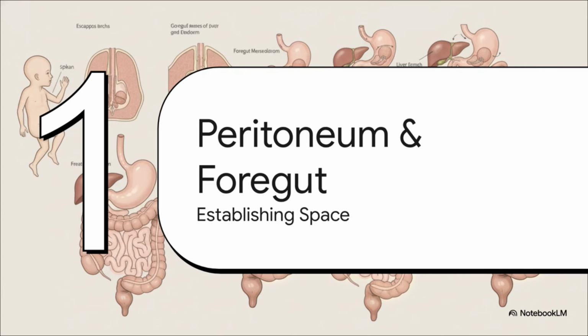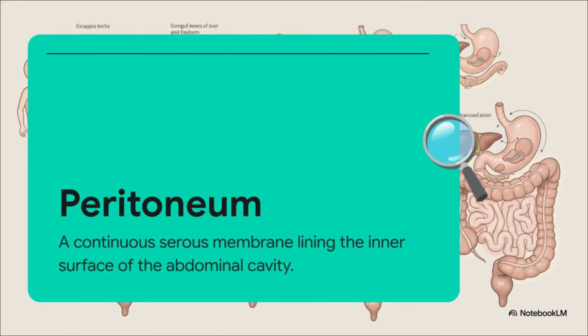All right, Section 1, peritoneum and the foregut. First things first, we need to formally define the peritoneum. Basically, think of it as a continuous serous membrane that lines the entire inner surface of your abdominal cavity and then folds over to reflect onto the organs themselves. The layer in direct contact with the organs, that's the visceral peritoneum. The layer stuck to the abdominal wall is the parietal peritoneum.